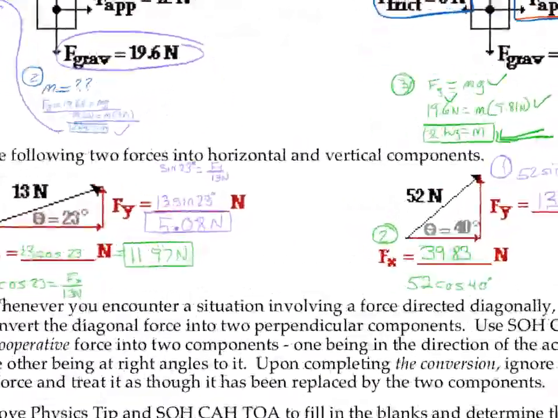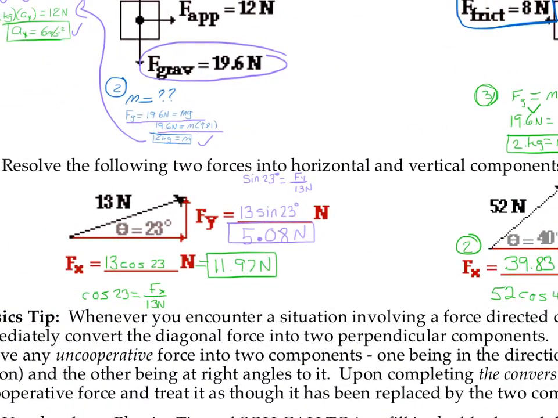For number 2, the question just seems to ask you to find the components of the force. So to find the Fy component, we simply use our trig. We know that sine of 23 degrees is equal to the opposite, which is our Fy, divided by our hypotenuse, which means the opposite is 13 sine of 23. And we plug that into our calculator and we get 5.08 newtons.